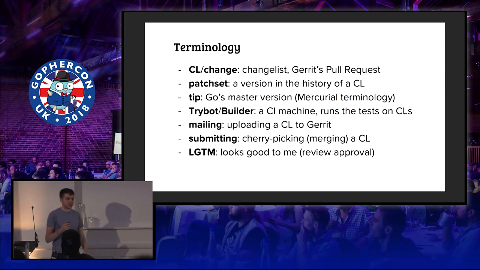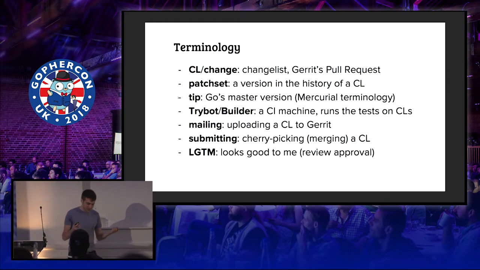There's some terminology that you should get used to. I do realize that this is a little bit silly. We could do away with all this terminology and adopt perhaps more modern or popular terms. But nevertheless, these are used nowadays, so you should at least be familiar with them. A CL, or change, CL just means change list. It's the same thing as a pull request. A patch set just means a version of a CL. For example, if you first upload one commit and then you update that commit, those are two different patch sets, even though it's still one commit. It might seem a bit confusing, but you're going to see it once you use the website.